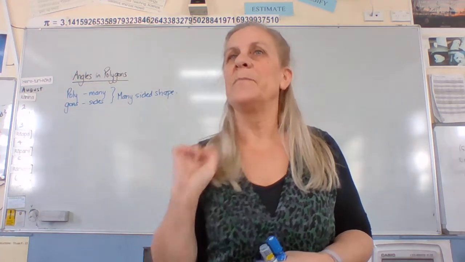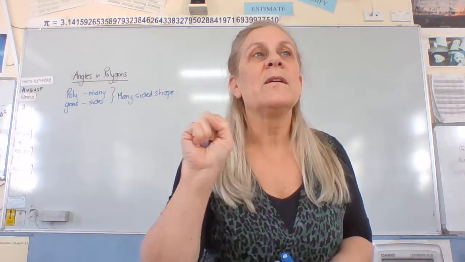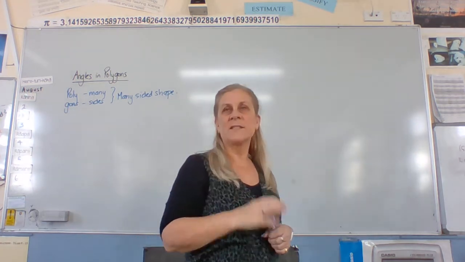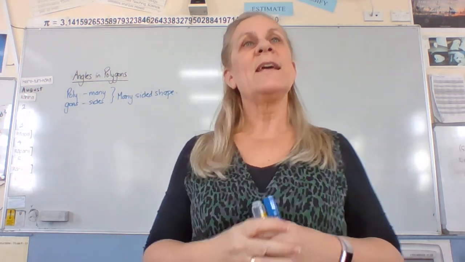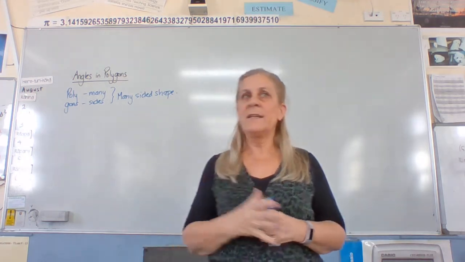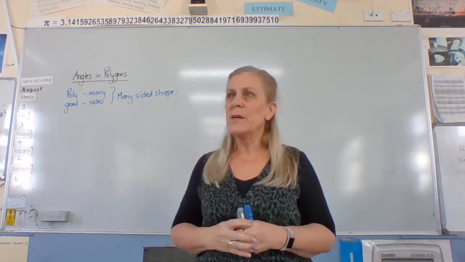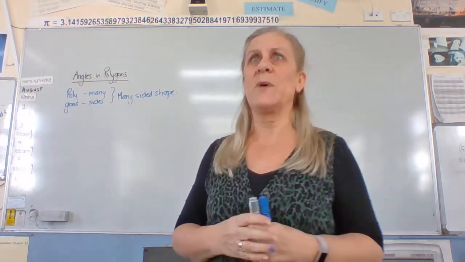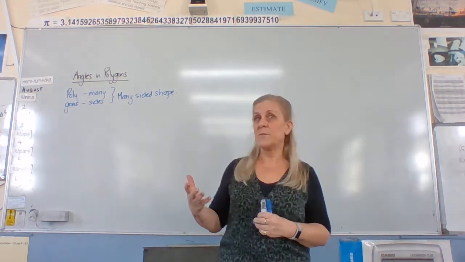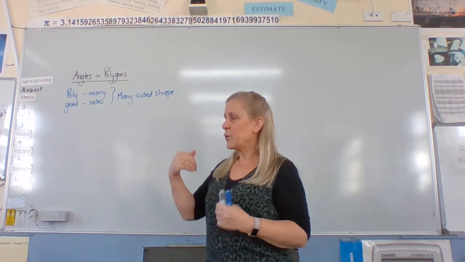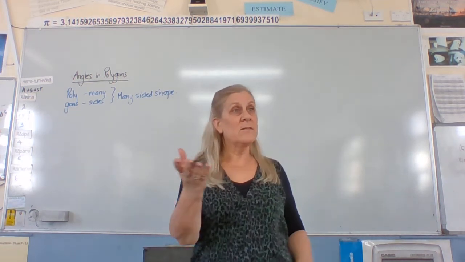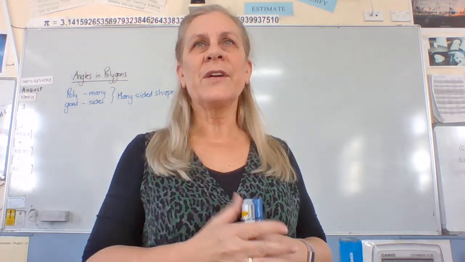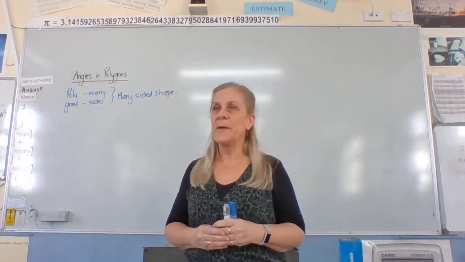Okay, 5-sided shape. Pentagon. Right? 5 sides. 6-sided, hexagon. 7-sided, there's actually 2. It can be a heptagon. Some people call it a septagon as well. We generally call it a heptagon because that's the Greek word for 7. 8, octagon. 9, nonagon.